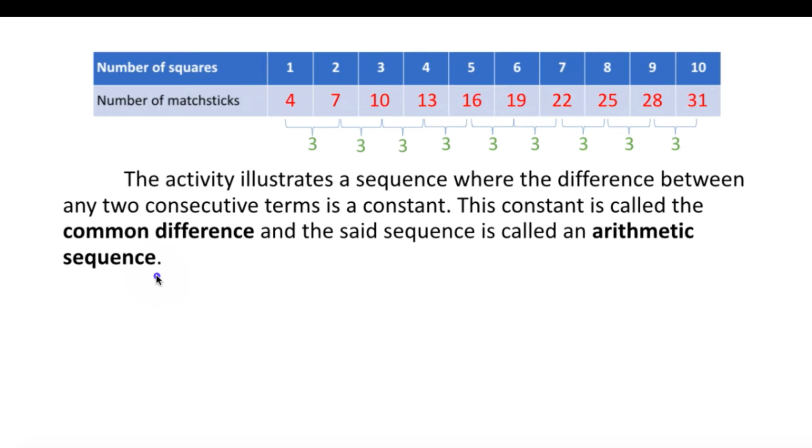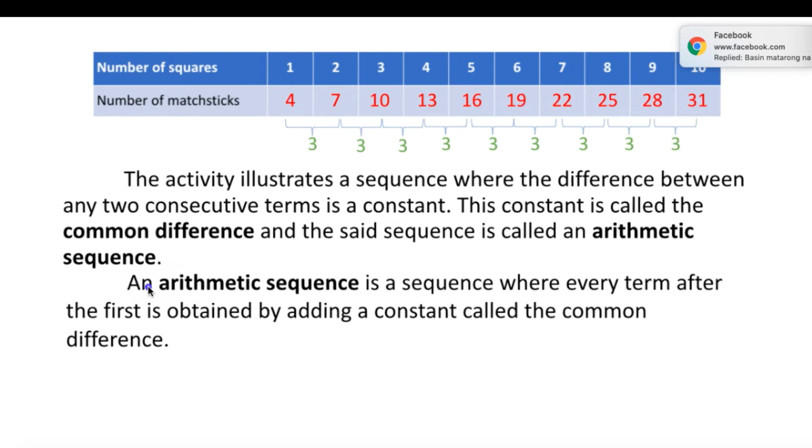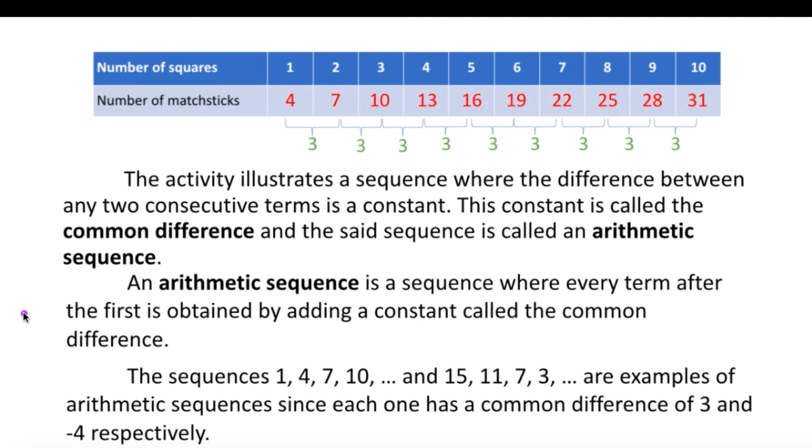Again, an arithmetic sequence is a sequence where every term after the first is obtained by adding a constant called the common difference. The sequence 1, 4, 7, 10, and so on, and 15, 11, 7, 3, and so on, are examples of arithmetic sequences, since each one has a common difference of 3 and negative 4 respectively.